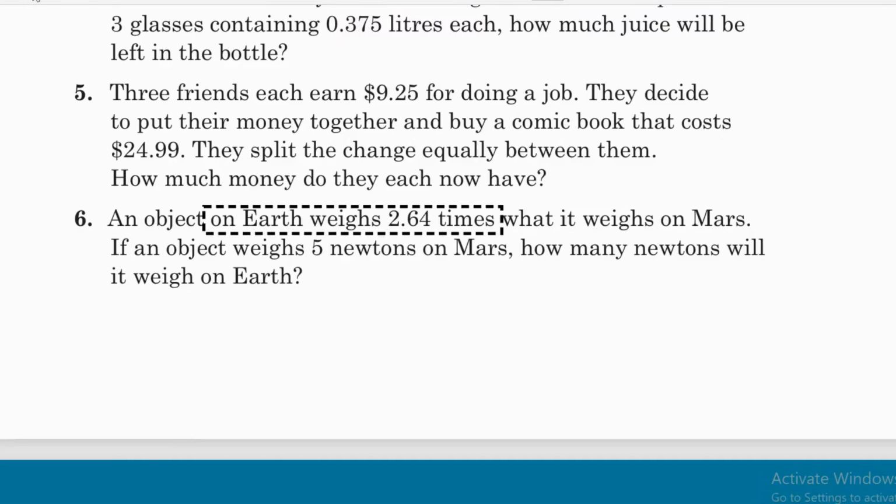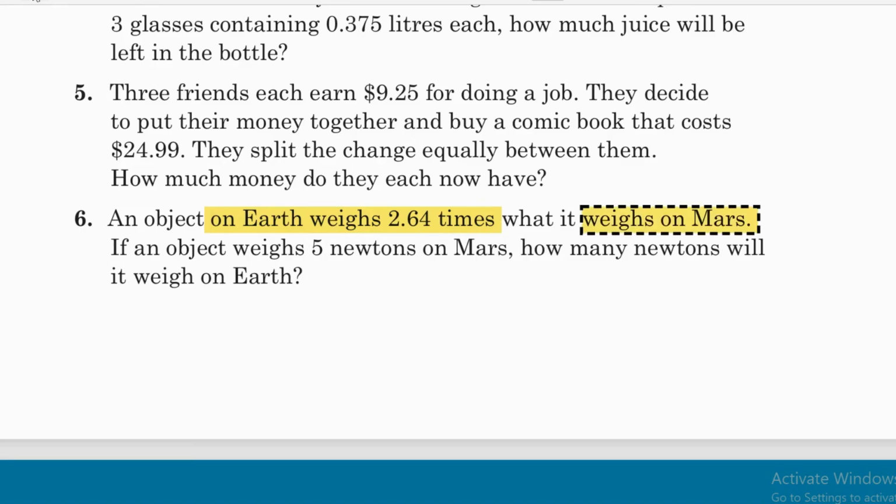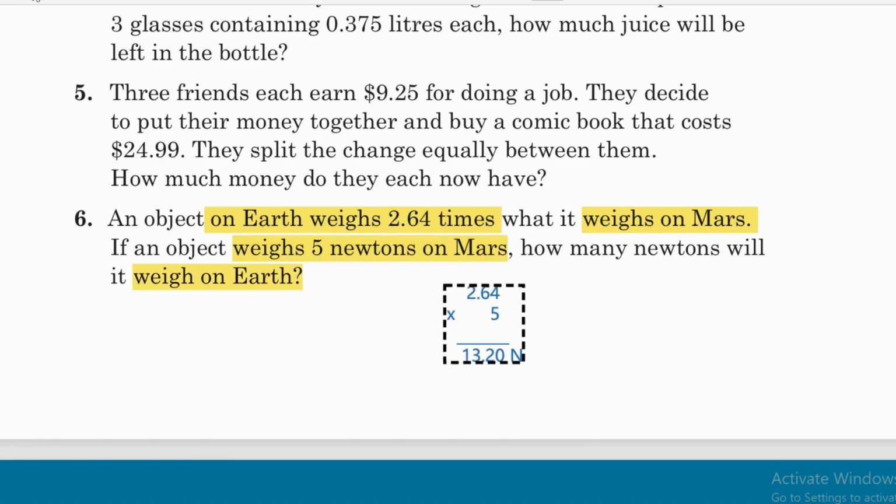An object on Earth weighs 2.64 times what it weighs on Mars. It means an object's weight is more on Earth, 2.64 times more than what it weighs on Mars. So, if an object weighs 5 newtons on Mars, how many newtons will it weigh on Earth? What we need to do? Simply multiplication. 2.64 multiplied by 5, and the answer is 13.2 newtons.